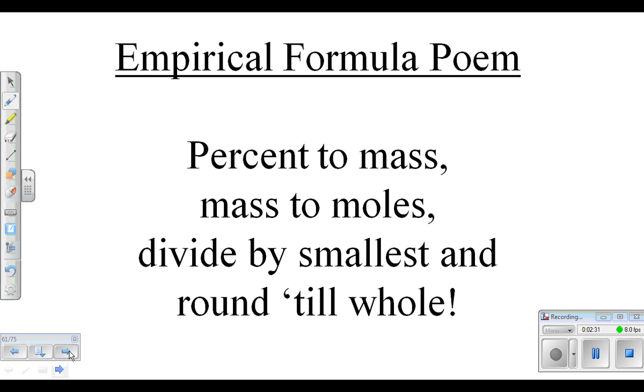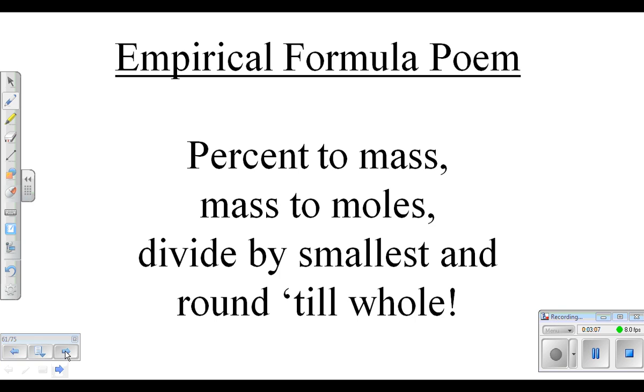Then you're going to divide by the smallest amount of moles that you get when we're talking about all the elements in the compound. Everybody will get divided by the smallest amount. And then when you get those numbers, which we'll call mole ratios, you'll round them till they're whole numbers. If they're not whole numbers already, you'll round them so that they are. And then you'll use those numbers as your subscripts in your formulas. Okay, so percent to mass, mass to moles, divide by smallest, and round till whole. That's the poem in order to do an empirical formula.